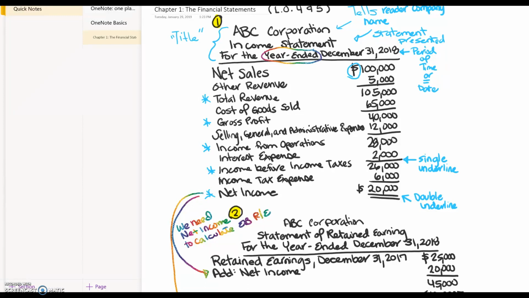I'm only presenting 1 year, but you're going to learn today, or when you're in your readings, that we do show comparative financial statements, so at least a minimum of 2 years: the most recent year, the current year, and the most recent prior year. And you'll see why in a little bit. So we're going to start with the income statement.